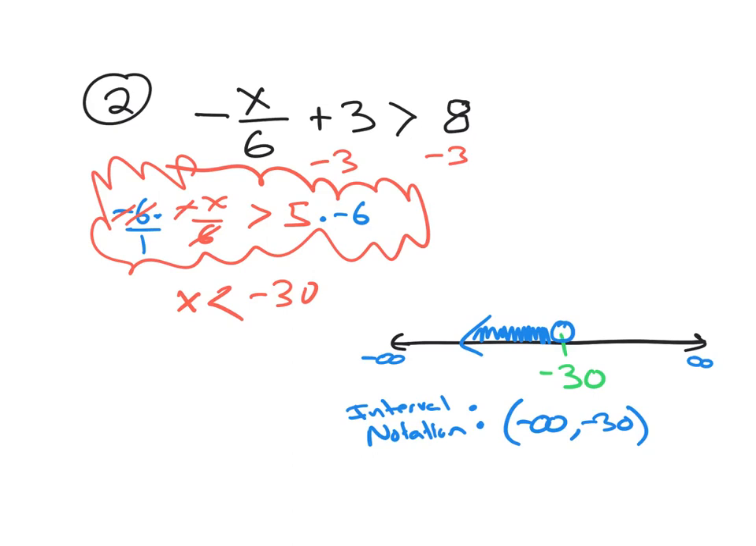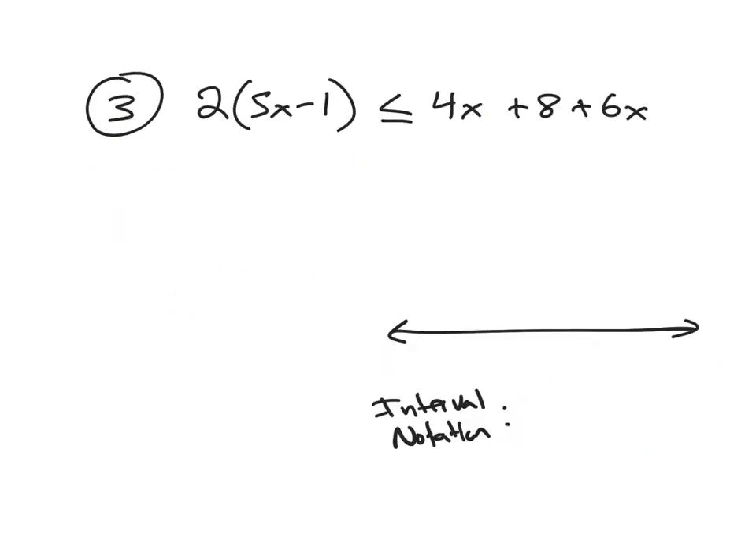All right, we're going to move on to number 3. Here in number 3, I have some distributing to do and some combining like terms to do. So I'm going to start with distributing the 2. That's going to give me 10x minus 2. Be careful: 2 times negative 1 is negative 2. Is less than or equal to 4x plus 6x. I combine those like terms and get 10x plus 8.